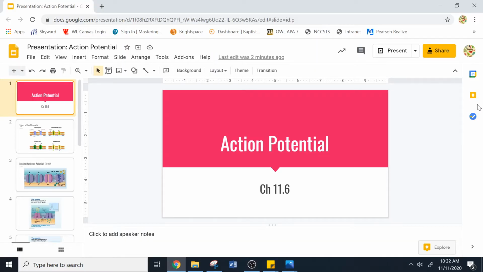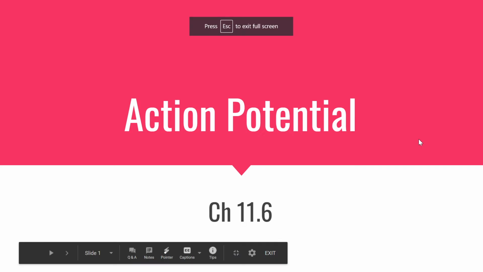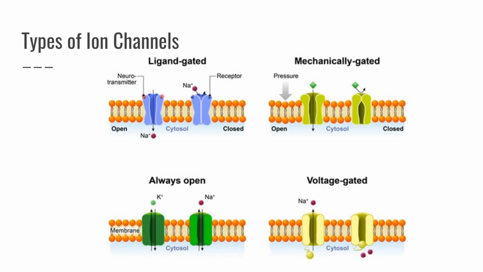Welcome back. Today we're going to continue talking about signals and we're going to get into the details of an action potential. So a little background information before we get started. There are different types of ion channels in the cell membrane of a neuron.